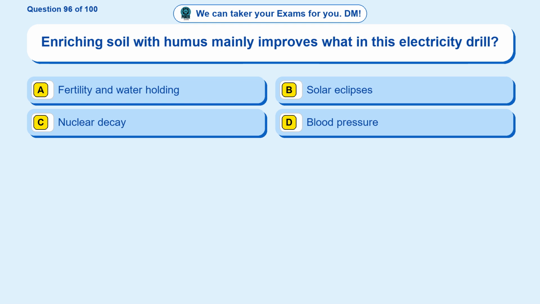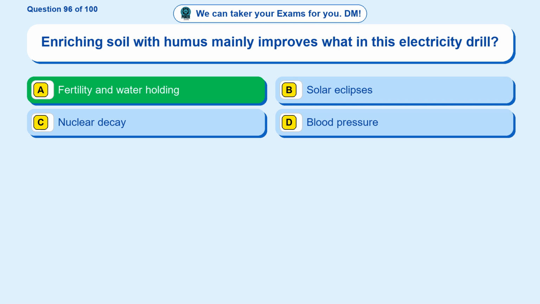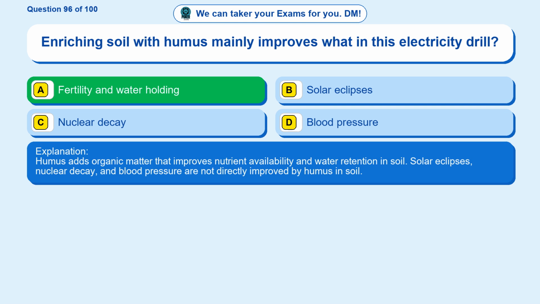Question 96. Enriching soil with humus mainly improves what in this electricity drill? Option A, fertility and water holding. Option B, solar eclipses. Option C, nuclear decay. Option D, blood pressure. The correct answer is option A. Fertility and water holding. Humus adds organic matter that improves nutrient availability and water retention in soil. Solar eclipses, nuclear decay, and blood pressure are not directly improved by humus in soil.